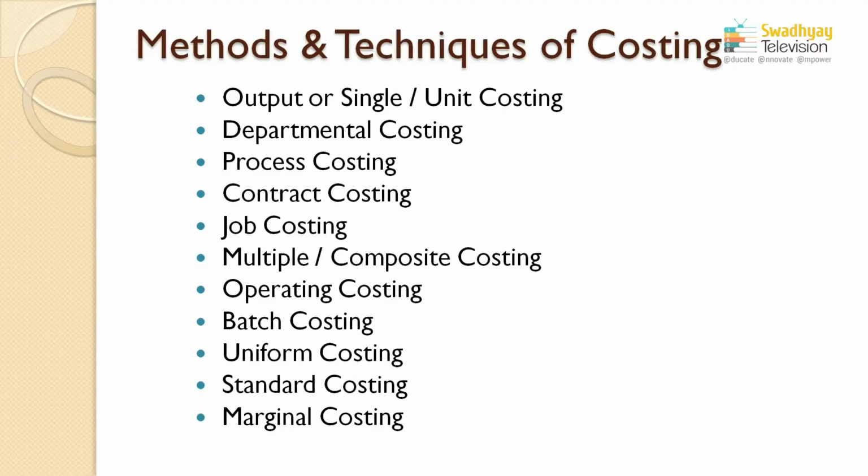But ultimately the whole structure and the whole cost for the manufacturing of the product, as compared to contract costing, is a little lesser, a very small amount. So that is why in case of a small contract or a small work, job costing is a suitable method. Moving to the next part, that is multiple costing or composite costing.